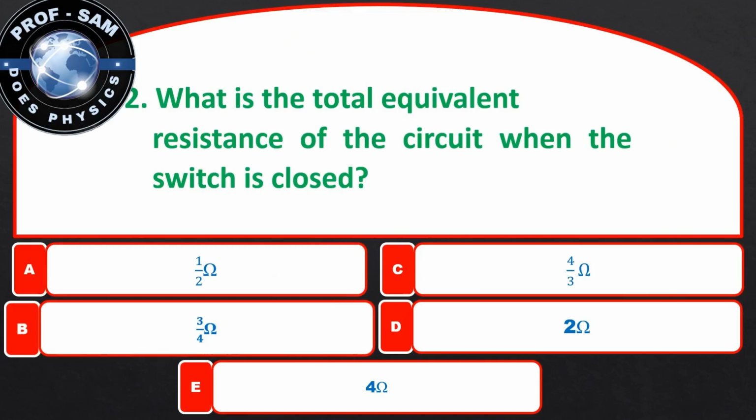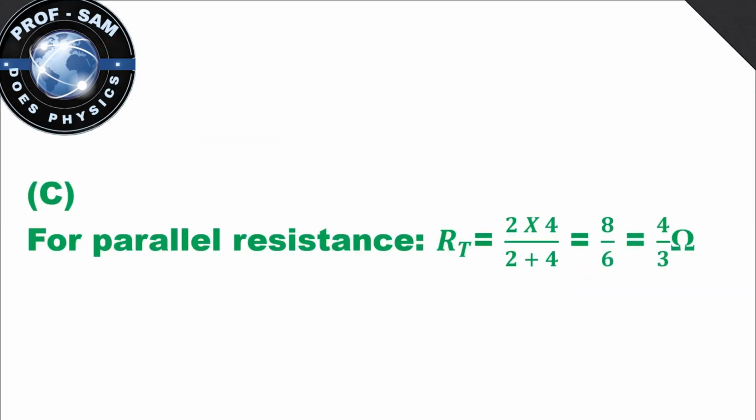Question 2. What is the total equivalent resistance of the circuit when the switch is closed? The keyword there is total equivalent resistance of the circuit. This is still a parallel arrangement of resistors. So total resistance is obtained by multiplying the two resistors divided by their sum. Simply say 4 multiplied by 2 divided by 4 plus 2. And that gives us a total resistance of 4 divided by 3 ohms, which is option C.